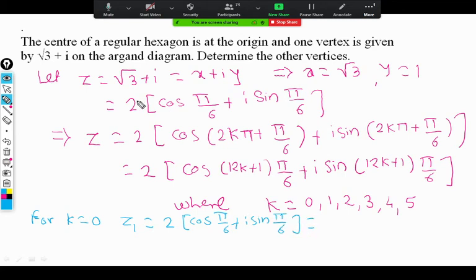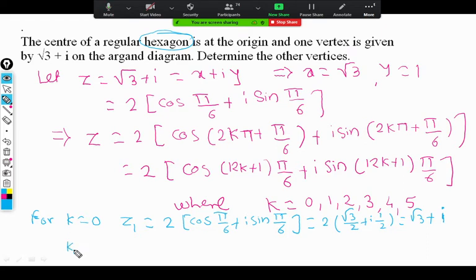Now the same number you got: 2 times cos pi by 6 plus i sin pi by 6. That means you get z0 as the same vertex, which is root 3 plus i, because this becomes root 3 by 2 and this is 1 by 2. Root 3 by 2 plus i times 1 by 2, and that is root 3 plus i. So this is the first vertex of the hexagon we got.